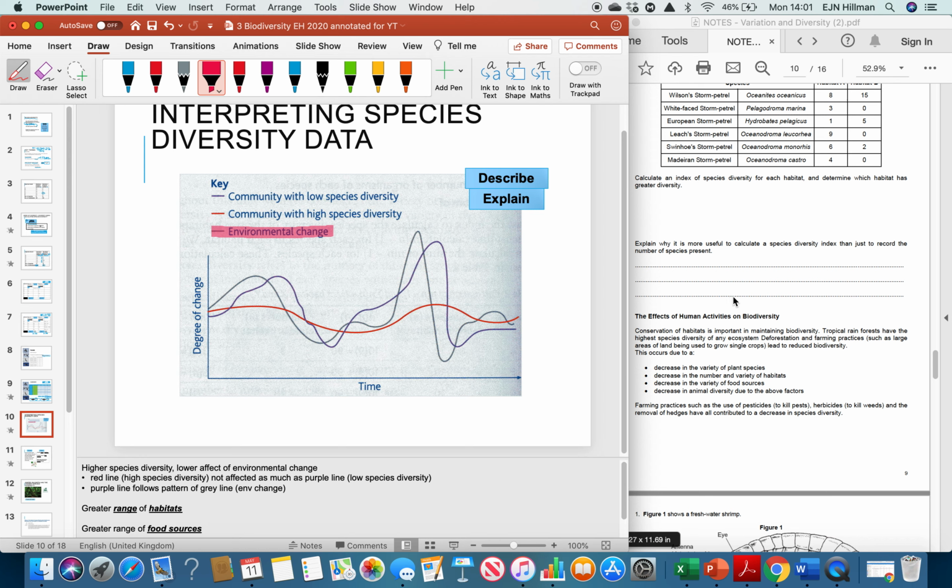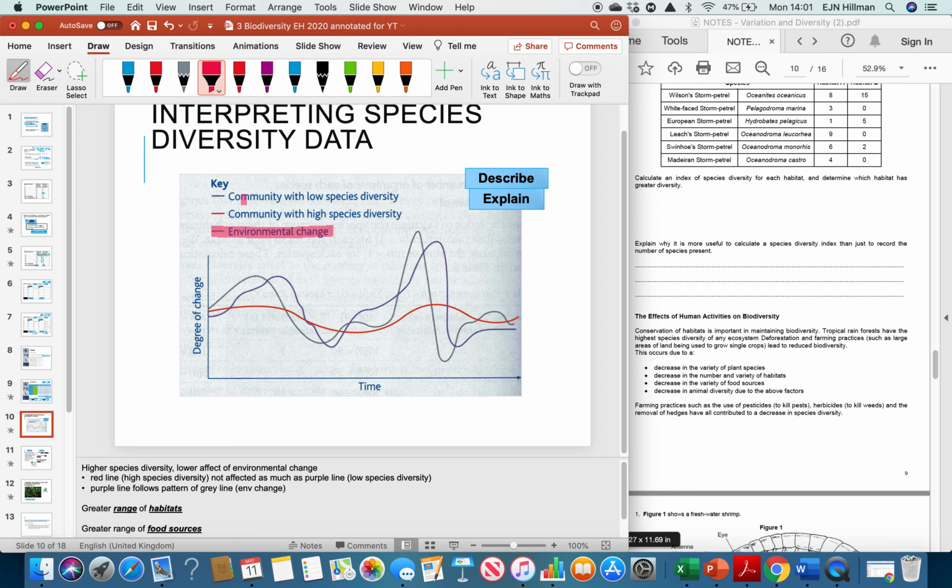Okay, and this could include plants as well as animals. So it's all of the species in the community, not just necessarily animals. Now, the reason that's important is plants often provide a particular habitat.